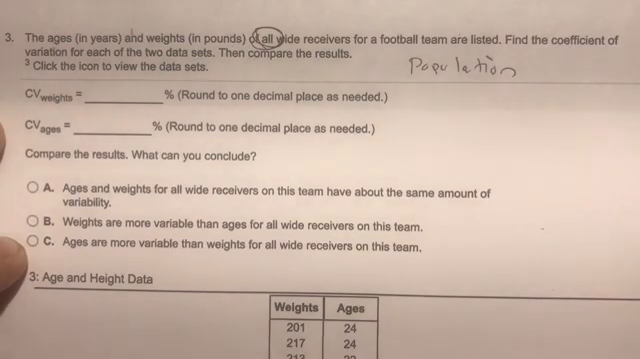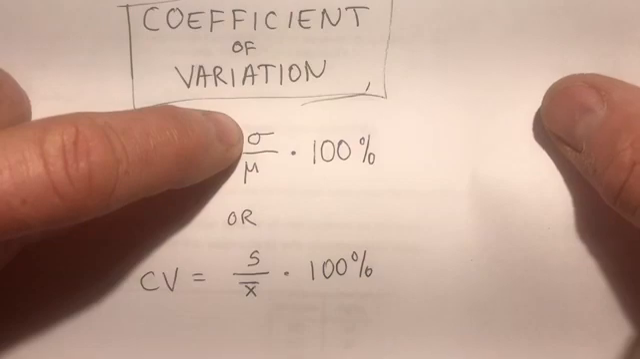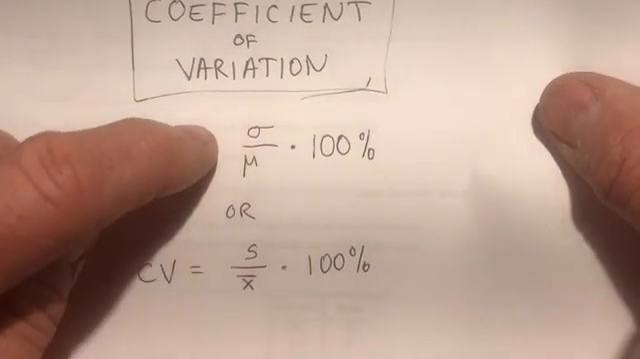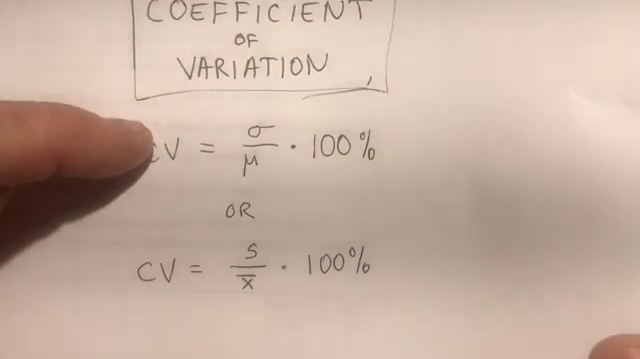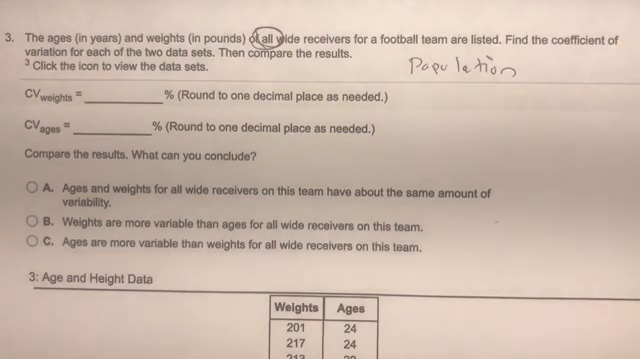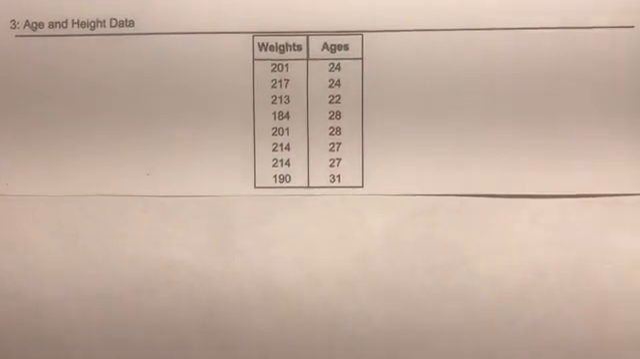So that means if I look back at this again, I'm going to be doing sigma divided by mu. I'm not going to do S divided by X bar because we're talking about a population. This is for a sample. This is for a population. The only difference in that is your standard deviation calculation. All right, so here's my numbers right there.